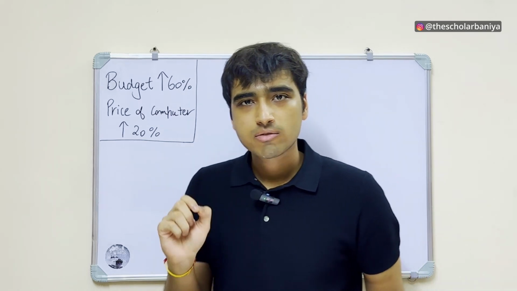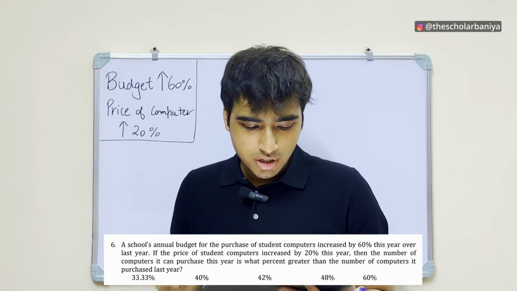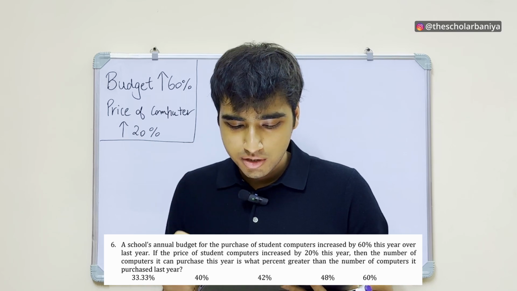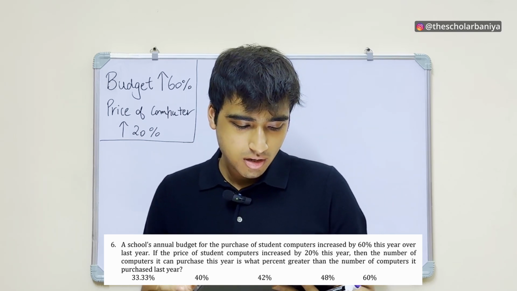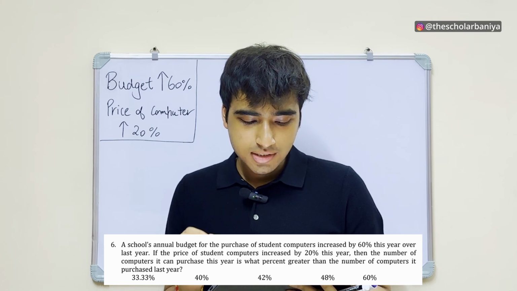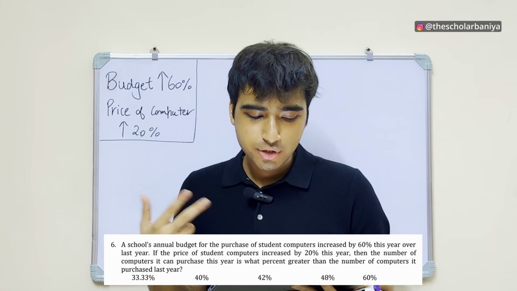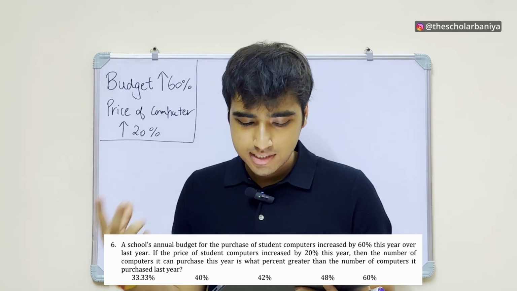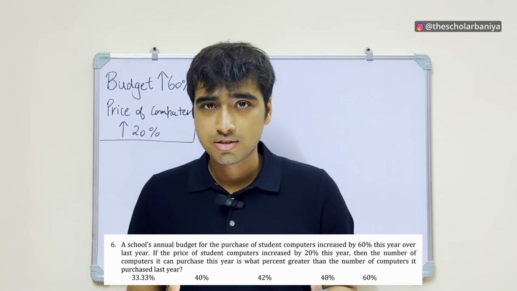So let's move on to the next question, guys. I'll just read out the question first. A school's annual budget for the purchase of student computers increased by 60% this year over last year. If the price of the student computers increased by 20% this year, then the number of computers it can purchase this year is what percent greater than the number of computers it purchased last year, right?